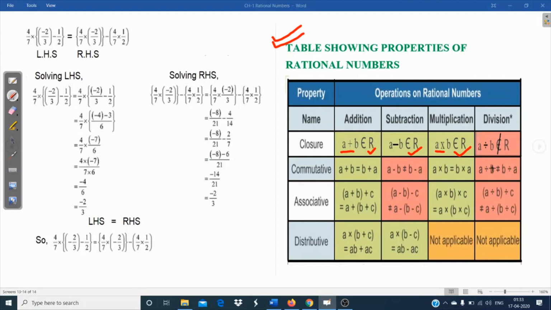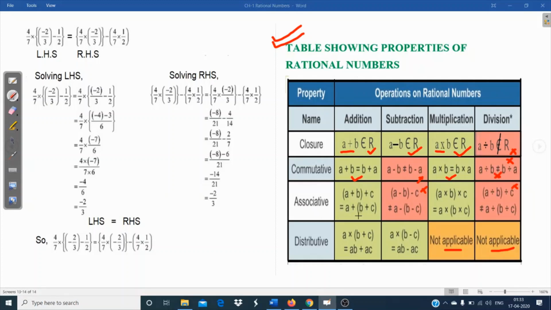Whichever entries you see in dark pink color are not closed. This is not closed, this is not closed, this is not closed, here this is also not closed, and these two are not applicable. Now the commutative property over addition: a plus b equals b plus a. Here it is true. Multiplication: a multiplied by b equals b multiplied by a. This is also true. Here it is not true under this operation.